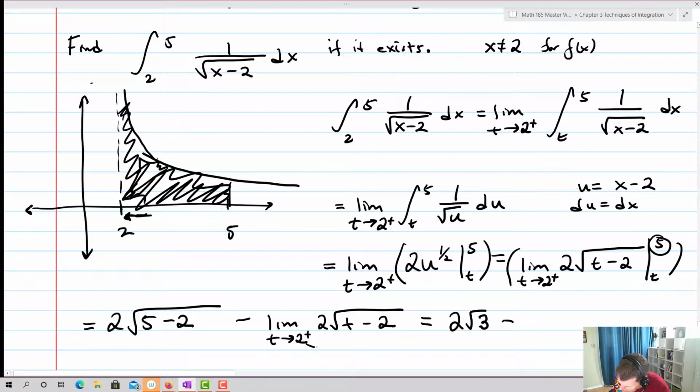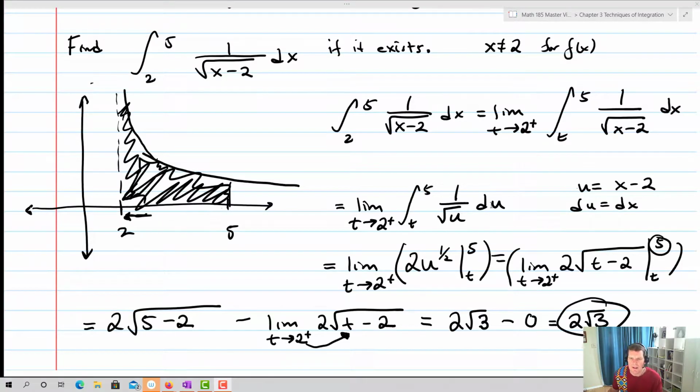Minus, and then we can just substitute in directly. We can do direct substitution here because there are no problems anymore. So this ends up being minus 0, right? Substitute in the 2, you get 0. So we get 2 root 3. And that is the value for our integral.